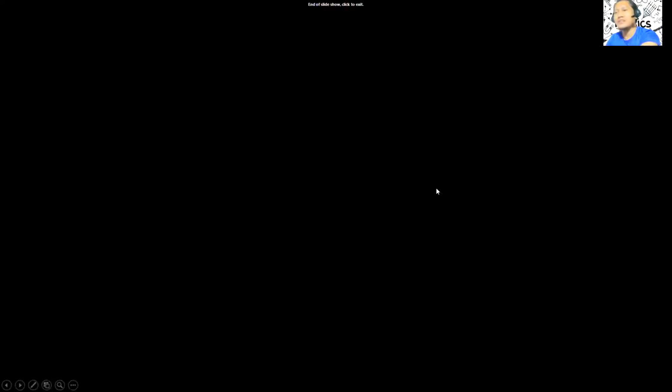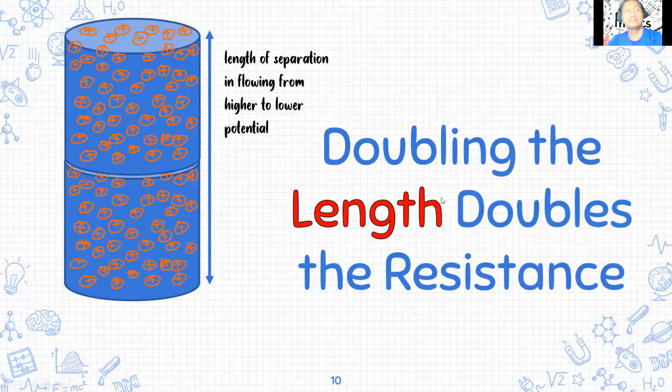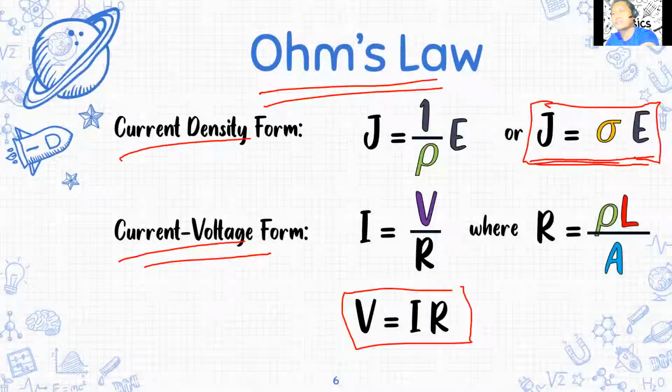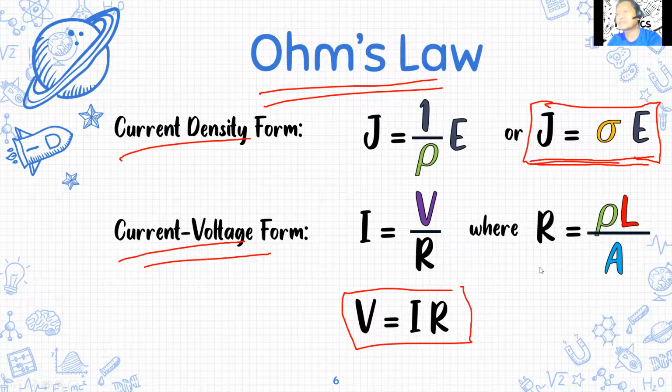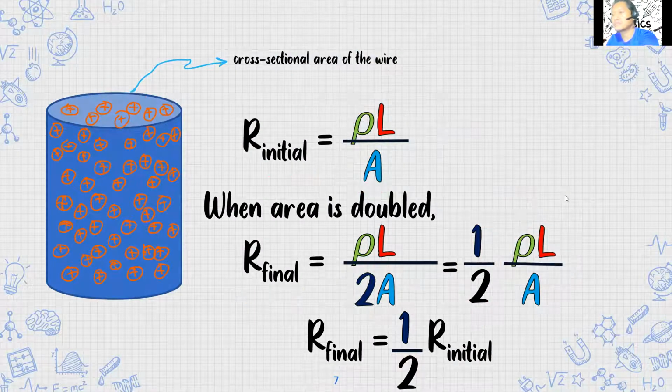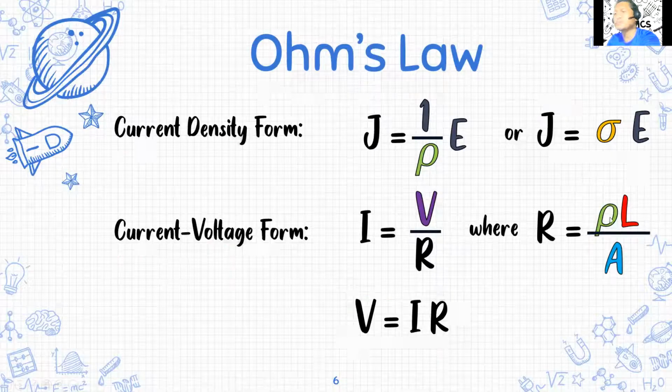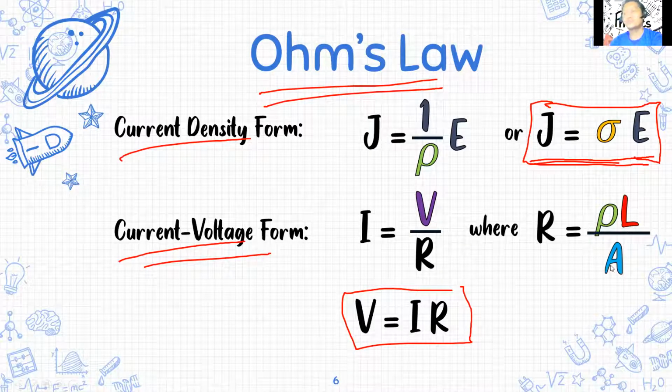So what can we say? What can we say is that from here, this means that the resistance is directly proportional to length, but inversely proportional to A. Increasing length increases resistance. On the other hand, increasing the area decreases the resistance. That's all.